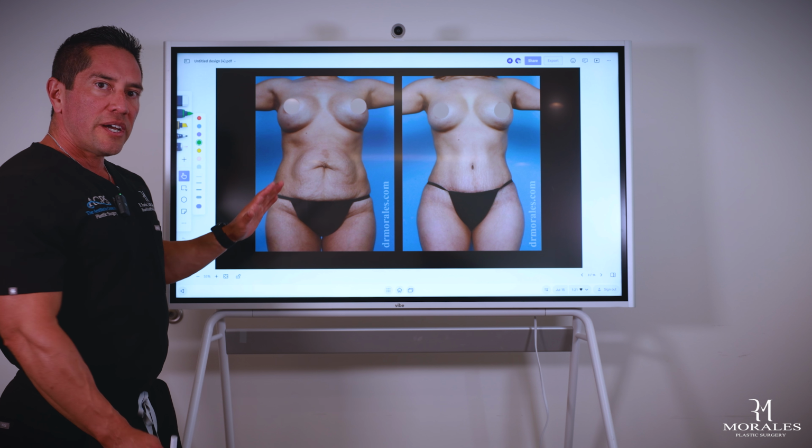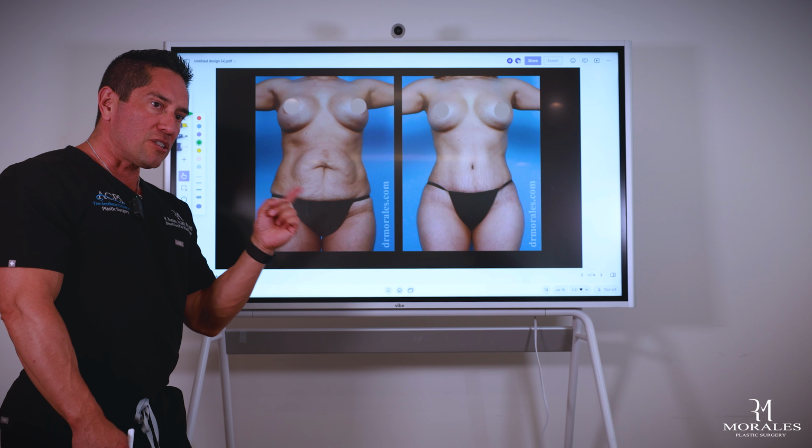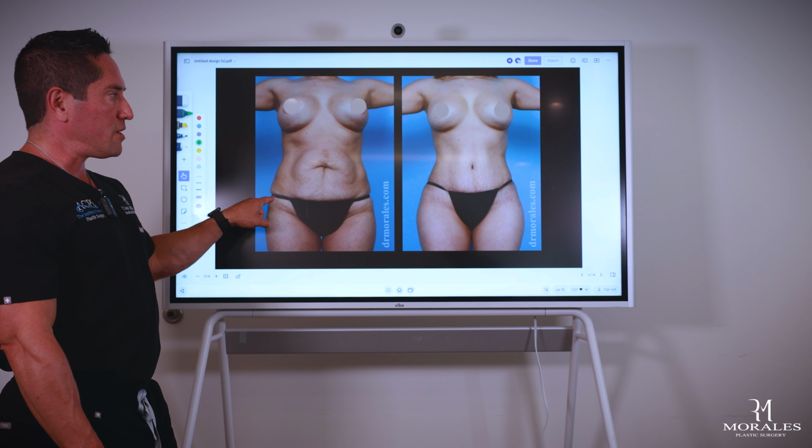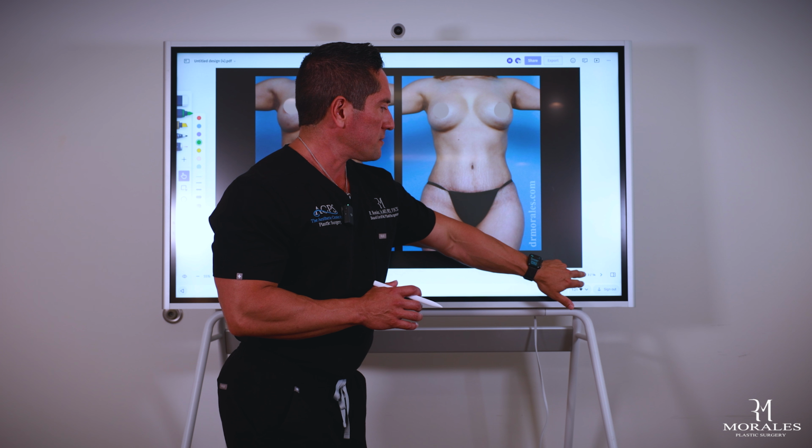Did some silhouette contouring with liposuction on the sides. Her scar actually goes a little bit on her hips. Can you see the skin laxity on her hip area? So that's just one of, again, trying to show you spectrums.